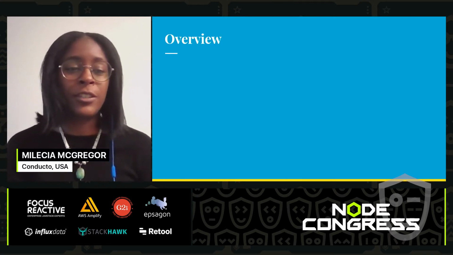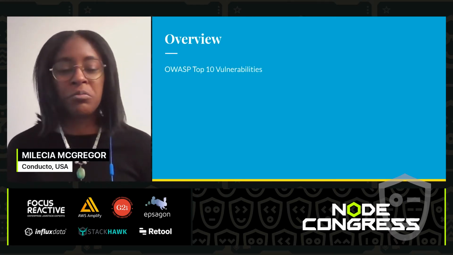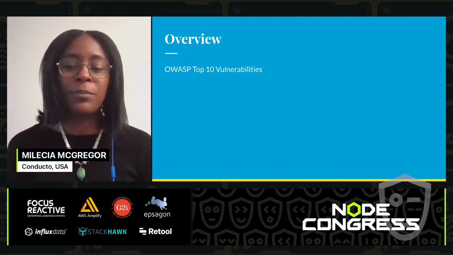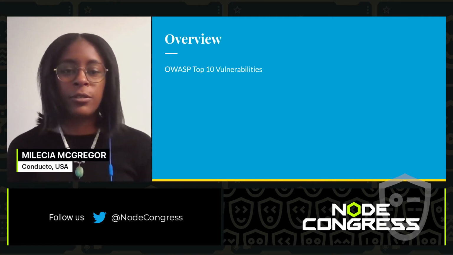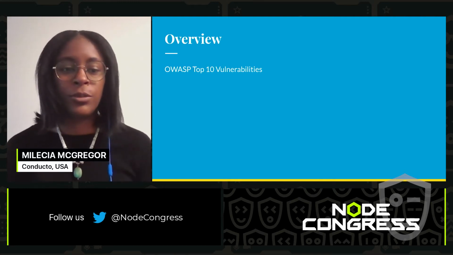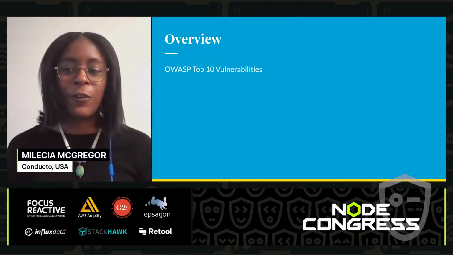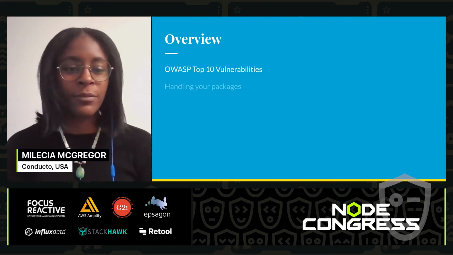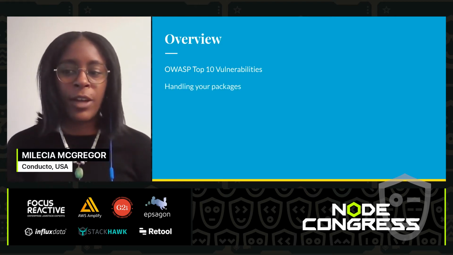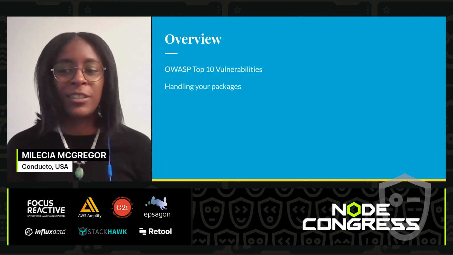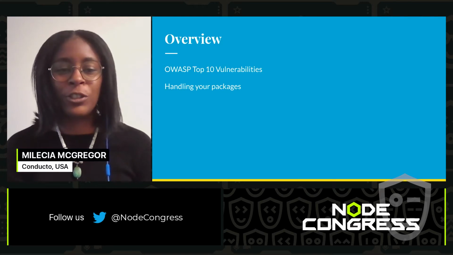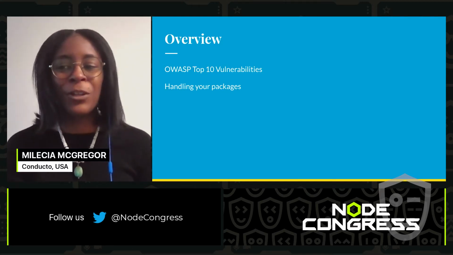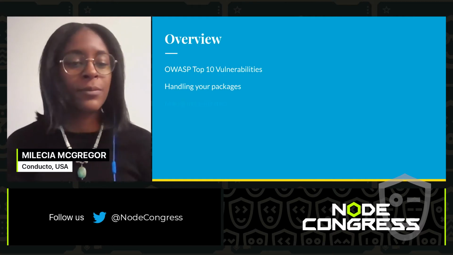To get started, I'm going to jump off with just the OWASP top 10 vulnerabilities. We'll cover pretty much all of them and some of the packages and other tools and strategies you can use to secure your Node apps from these kinds of attacks. And then we'll talk about how you can handle your packages because, as every JavaScript engineer knows, we use a package for just about everything. So you want to make sure that you're taking care of those.